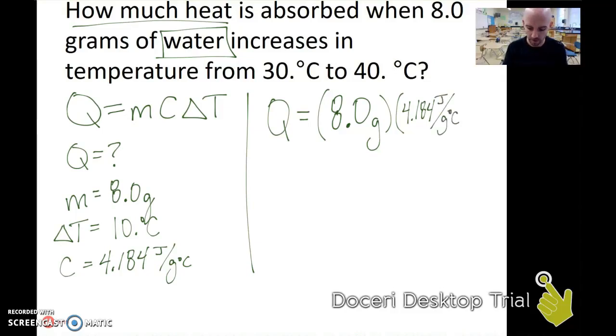Joules per gram degree Celsius. And finally, my temperature change was 10 degrees. So then I can just grab my calculator and multiply those. And I got 334. Based on my numbers that I have so far, I should probably just keep 2 sig figs. So first I'll write down what my calculator tells me.